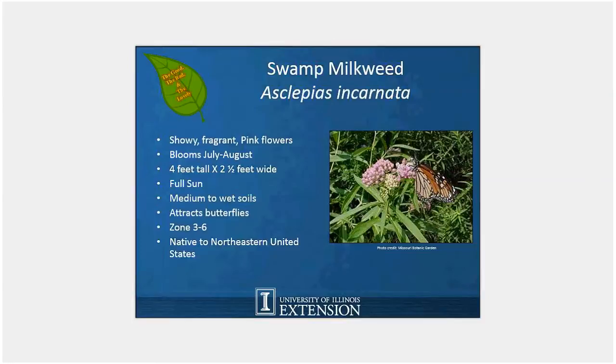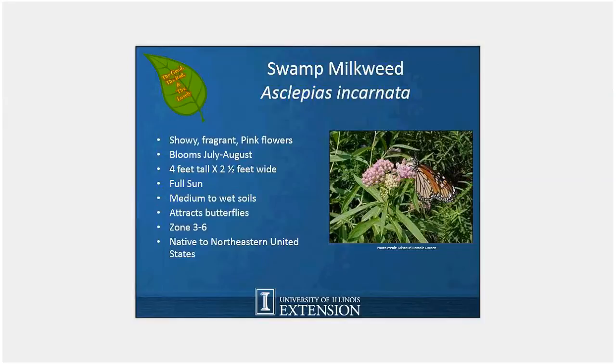And for those of you that are monarch butterfly fans, you all know how important the milkweed is for the monarchs. The swamp milkweed has showy, fragrant pink flowers. It blooms for a good 4 to 6 weeks, usually late July into August. Full sun. Medium to wet soils, but I found once this plant gets established, it can tolerate some dry conditions. And as you see here in the picture, it's attracting the monarchs.